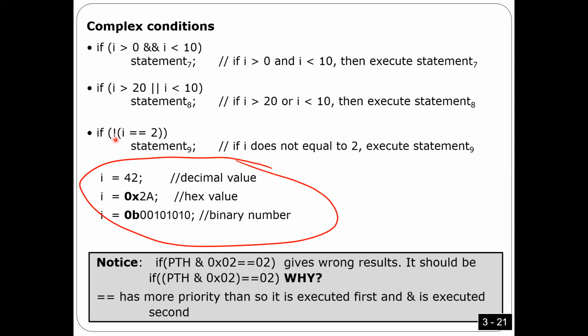You know, not is going to flip. So if this one is true, not is going to make it false, right? That means I want to execute the body of the if when this condition is false. Not true is false, because I put not here. Maybe it's very rare to use it this way, because I can simply say if i does not equal 2, right? But it's also something you can learn.